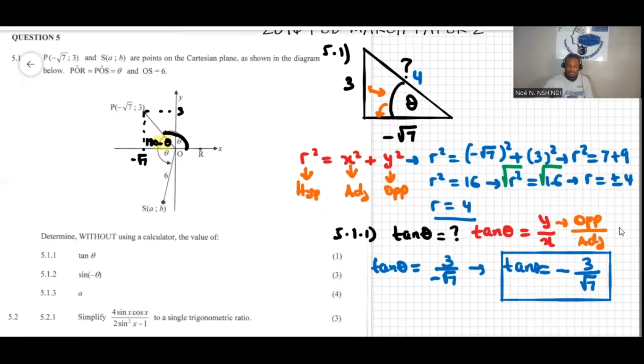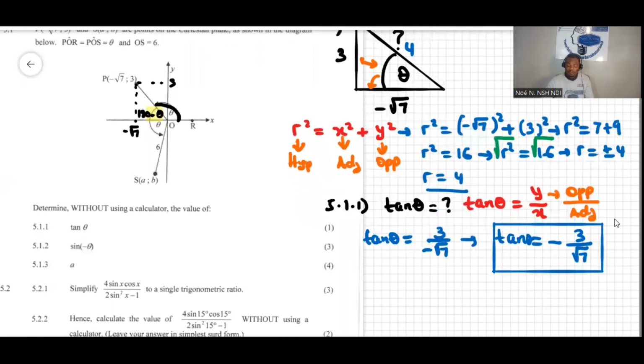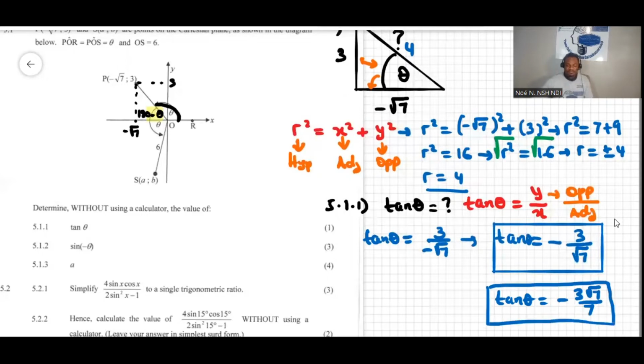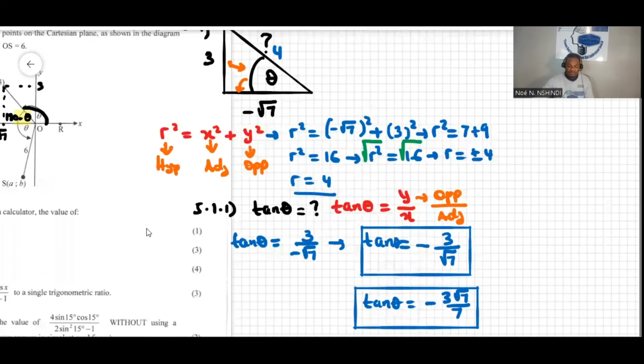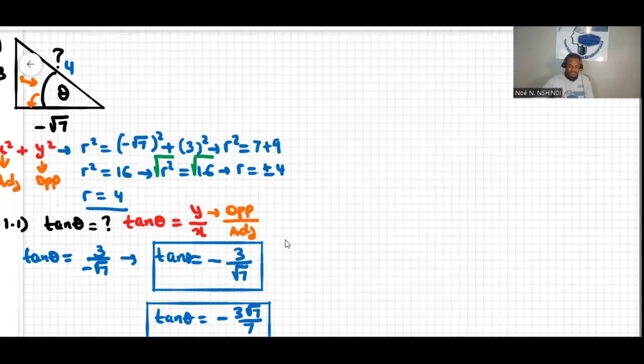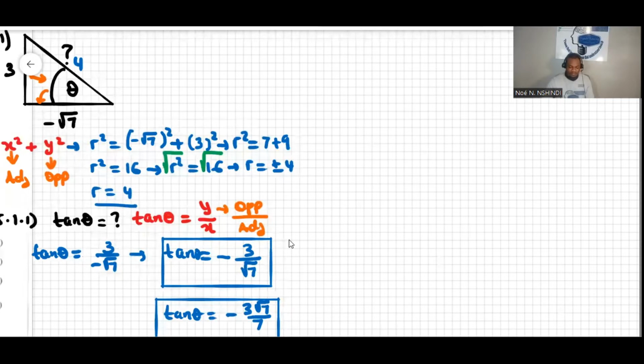Some people would like to rationalize this. If you rationalize this answer, it will be negative 3 root 7 over 7. But it's not something that we must do in this paper, so we can just stop here, it's fine. Now the following question is 5.1.2, which asks for the value of sine negative theta. I'm going to move my board over here. I need to see the triangle, so I keep it there.